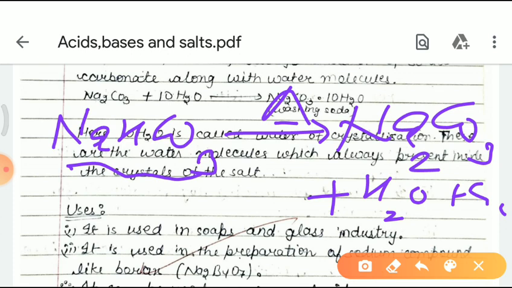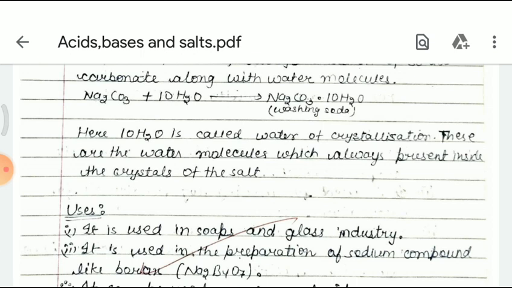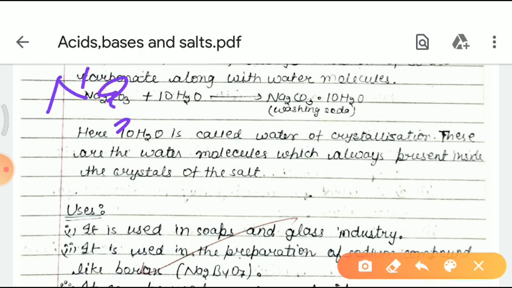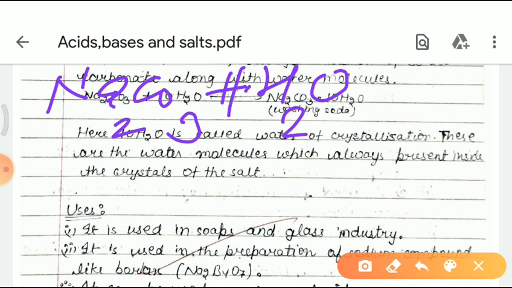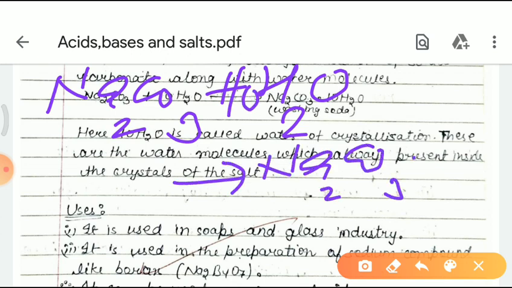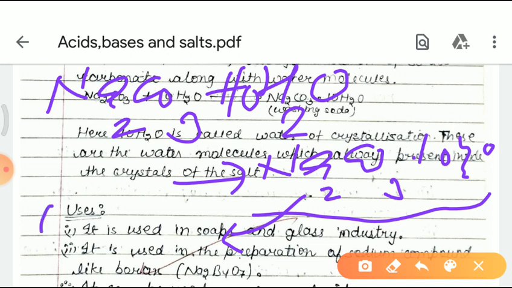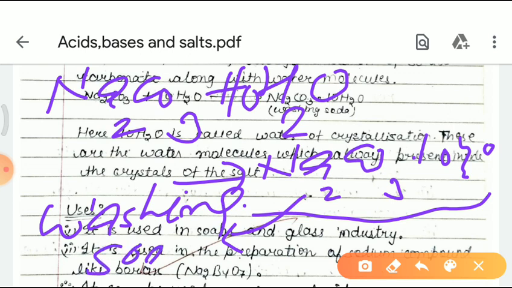Whenever this sodium carbonate recrystallizes along with water molecules, if the sodium carbonate recrystallizes with 10 water molecules, then Na2CO3.10H2O is formed. This Na2CO3.10H2O is called washing soda.